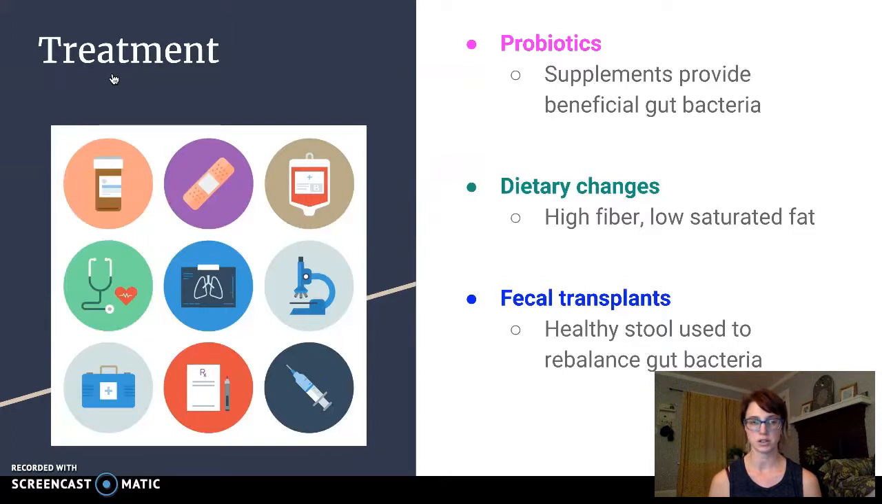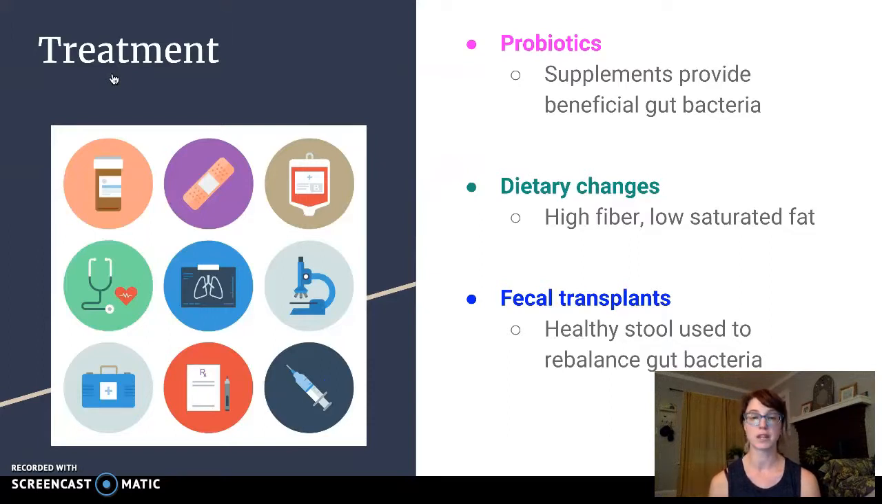Dietary changes are also a huge part of treatment, such as incorporating more fiber into your diet, which actually feeds the beneficial bacteria, and eating lower saturated fat foods.